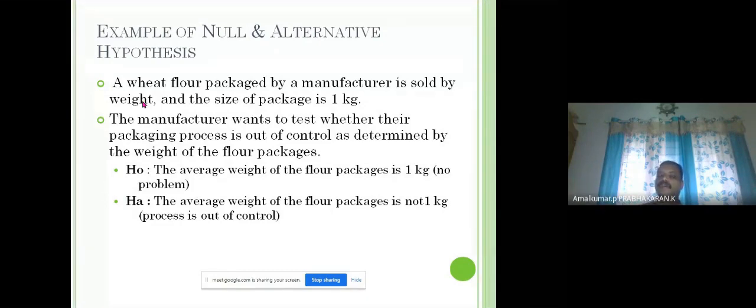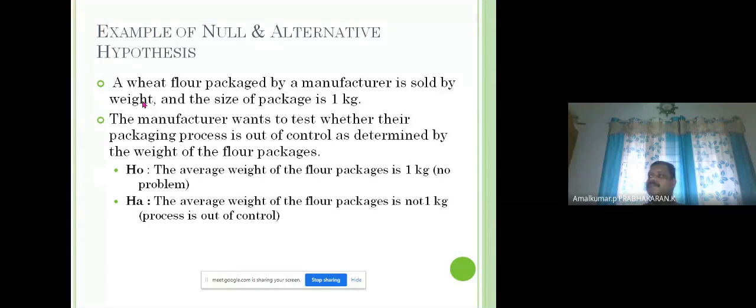Based on that, he developed an alternative. The alternative is developed based on his beliefs. He believed that the average weight of the flour package is not 1 kg. The process is out of control. There is an unusual activity. The flour is not an average of 1 kg. It may be less than 1 kg or greater than 1 kg that is produced in the manufacturing process.